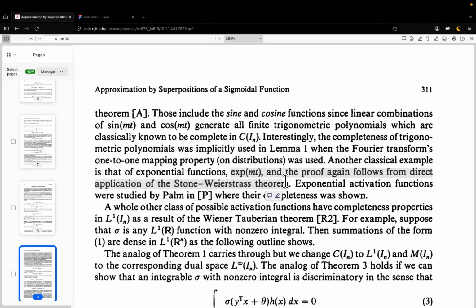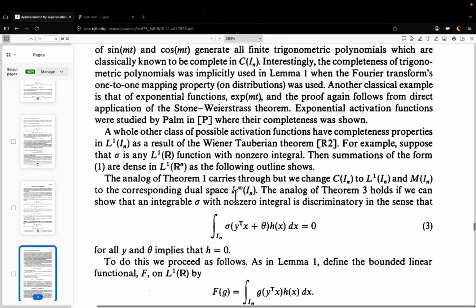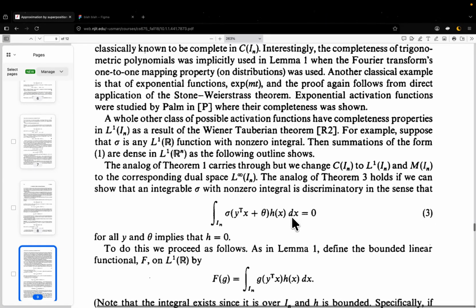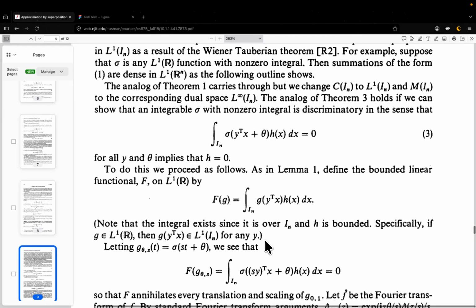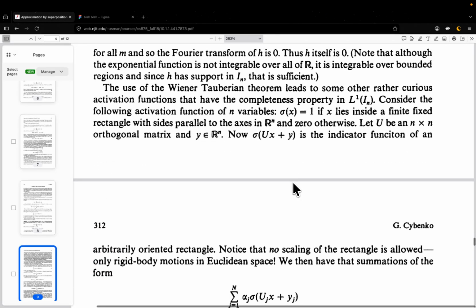Exponential activation functions were studied in Palm P, where their completeness was shown. A whole other class of possible activation functions have completeness properties as a result of this. For example, suppose that the function has a non-zero integral. Okay, so I think what we're basically doing here is saying again the same thing.